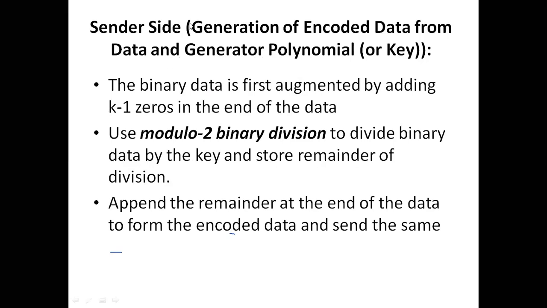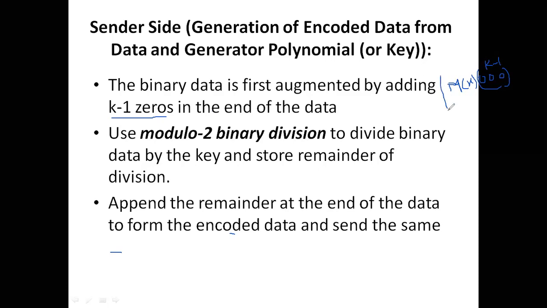Whatever message the sender wants to transmit is nothing but m of x, and k minus 1 zeros are added to it before doing the polynomial division. So k minus 1 zeros will be added here. Then we use modulo 2 binary division.